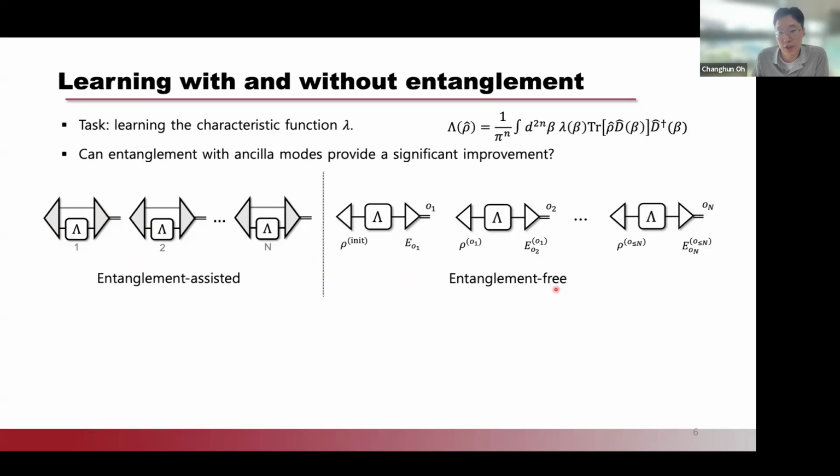On the other hand, for the entanglement-free case, you're not allowed to prepare an entangled state between the Hilbert space of the system and the Hilbert space of the ancillary modes. So what you can do is only prepare a particular type of quantum state, which goes through the channel, and then you perform a measurement to extract the classical information. Then you iterate the same procedure, but in between, you can also consider some adaptive scheme, which means that based on the previous measurement outcome, you can change your input probe state and also the measurement basis, so that you can optimize the information you extract in the scheme.